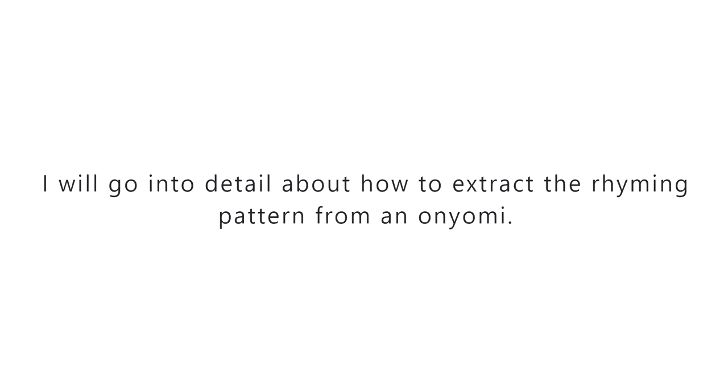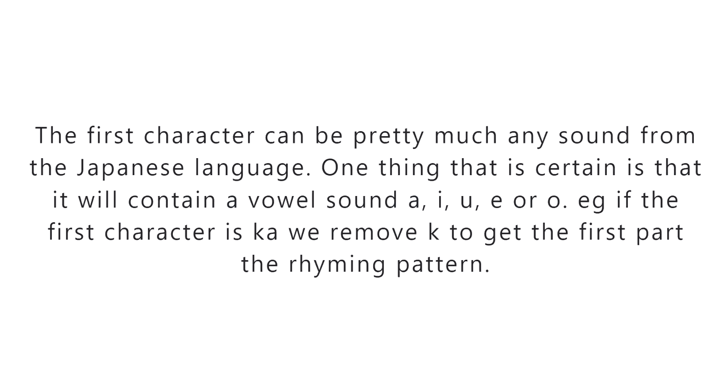I will go into detail about how to extract the rhyming pattern from an onyomi. The first character can be pretty much any sound from the Japanese language. One thing that is certain is that it will contain a vowel sound: a, i, u, e, or o. For example, if the first character is ka, we remove the k to get the first part of the rhyming pattern, and that would be a. So the rhyming pattern starts with a vowel, and that's the first vowel sound in the reading.